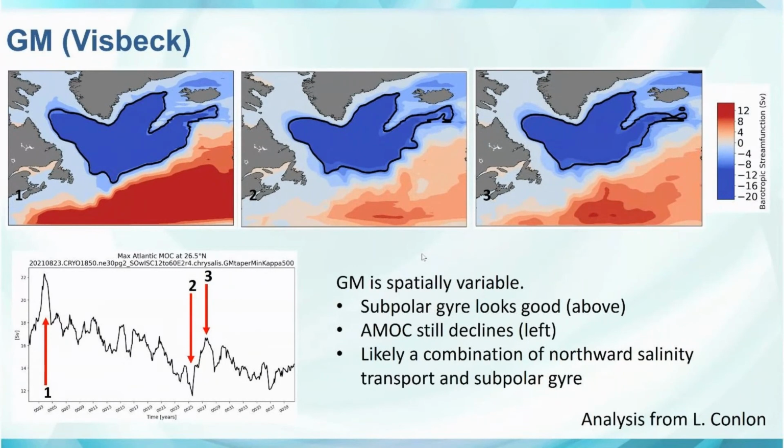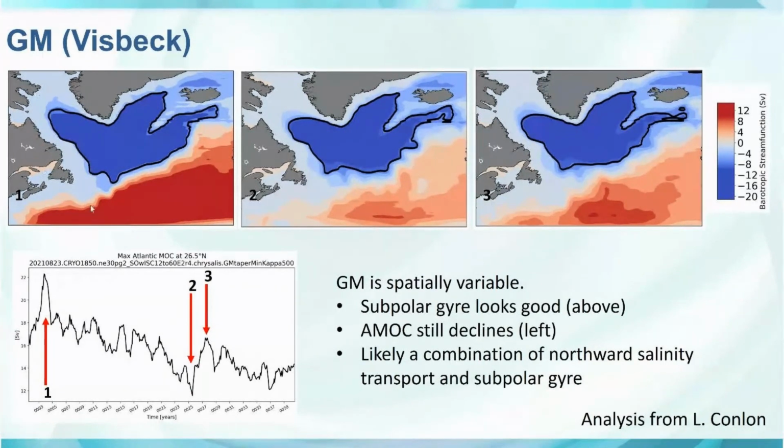in this cryosphere coupled run, we have a robust subpolar gyre shown across the top. But what we don't see is a reasonable AMOC here. So what this suggests is that the subpolar gyre is only part of the story. The other part is this northward transport I talked about, where we may not have, and we haven't looked at this yet, a significant amount of salinity transport in this run into the North Atlantic.